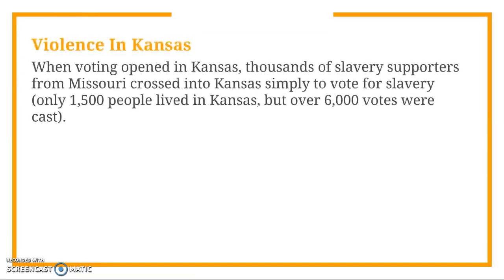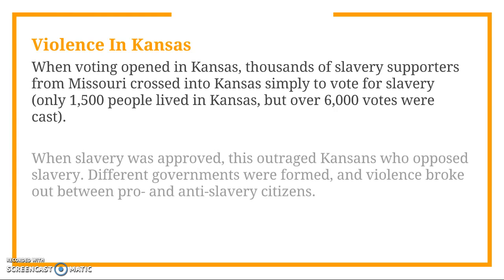Now, what would happen after this law was passed is that when voting opened in Kansas, thousands of slavery supporters from Missouri would cross over into Kansas simply to vote for slavery. And it's important to note that while there were only 1,500 people who lived in Kansas at the time of the vote, there were over 6,000 votes cast. So clearly, over 4,500 people, or 3 times the amount of people who actually lived in Kansas, had simply gone over the border in order to vote for slavery.